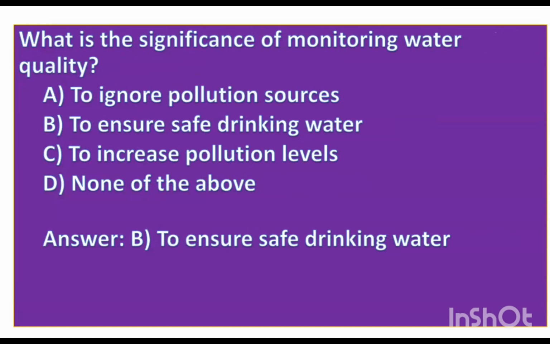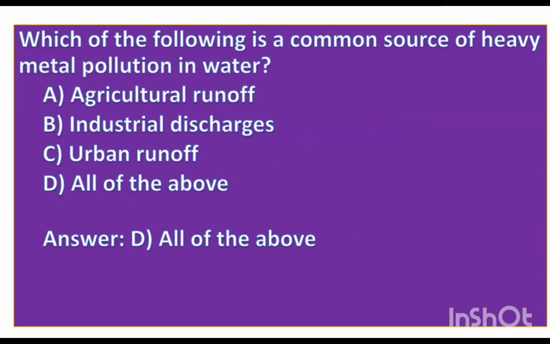What is the significance of monitoring water quality? Options: to ignore pollution sources, to ensure safe drinking water, to increase pollution levels, none of the above. Answer: to ensure safe drinking water. Which of the following is a common source of heavy metal pollution in water? Options: agriculture runoff, industrial discharges, urban runoff, all of the above. Answer: all of the above.